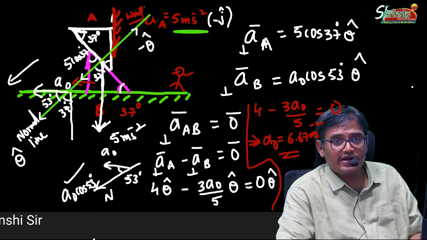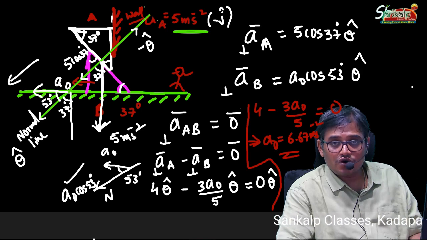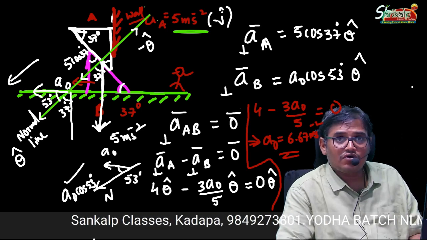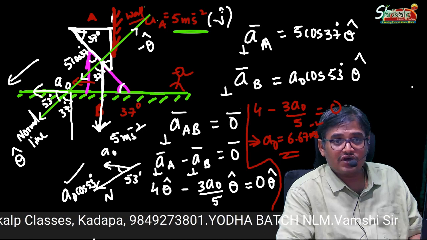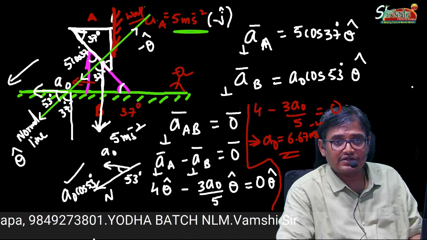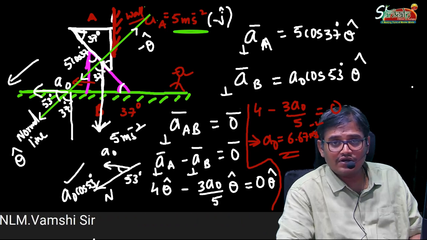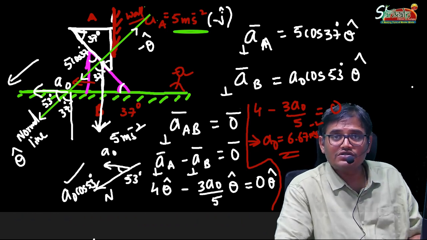Then, how many contact surfaces are there? Identify them and draw the normals to those contact surfaces. Along those normals, resolve the velocities and accelerations of the masses. Then take the relative velocity or relative acceleration along that normal and equate it to 0. You'll get the answer, that's all. This is the wedge constraint.